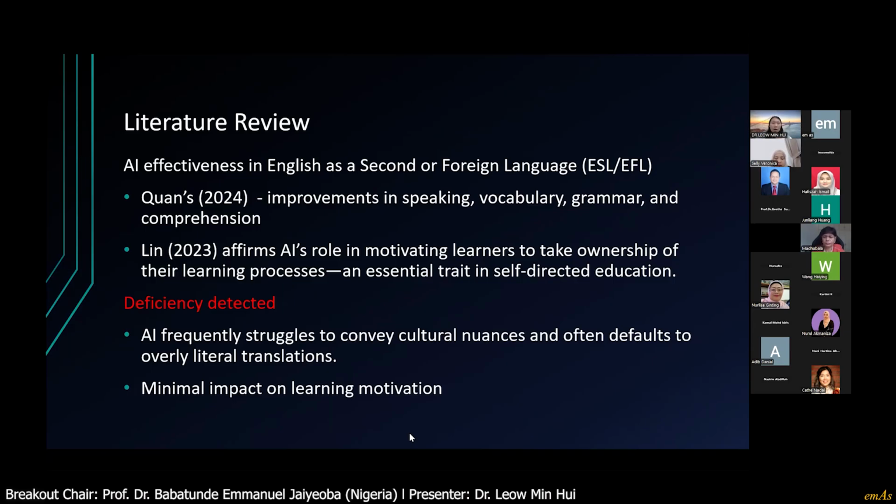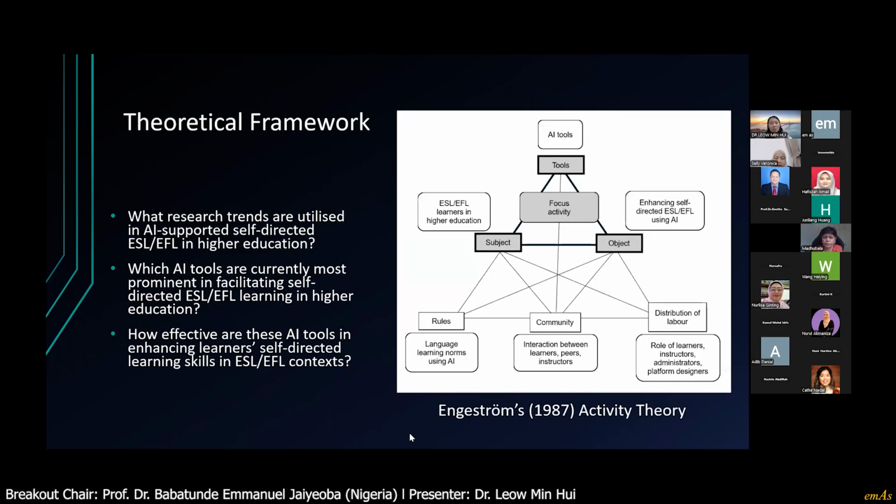So we need to examine the current trends carefully to ensure that AI truly supports self-directed ESL and EFL learning. This is the activity theory used in this study. This theory gives us a powerful way to look into how humans and technology interact. This model shows how the subject, the tools, the object, the rules, community, and the division of labor all connect together to produce an outcome.